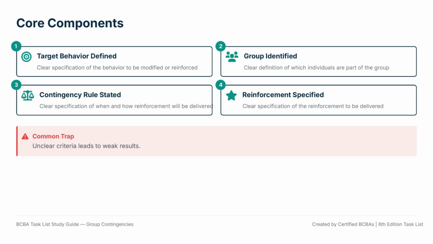To design an effective group contingency, there are four essential components. First, the target behavior must be clearly defined. This ensures that everyone understands what behavior is being reinforced. Second, the group must be clearly identified. You need to specify who is included in the contingency. Third, the contingency rule must be explicitly stated. This includes when and how reinforcement will be delivered. Fourth, the reinforcer itself must be clearly specified. A common mistake is having vague criteria. If the rules are unclear, the intervention will be inconsistent and less effective.